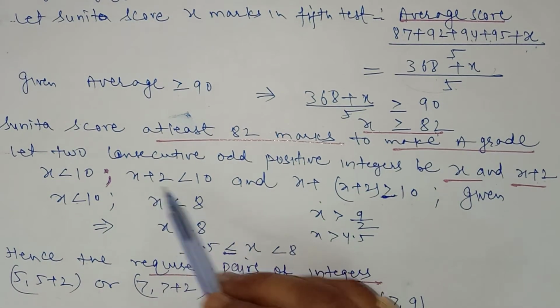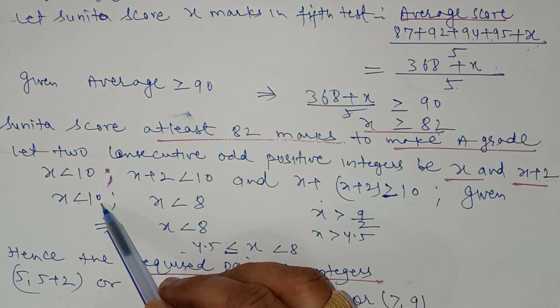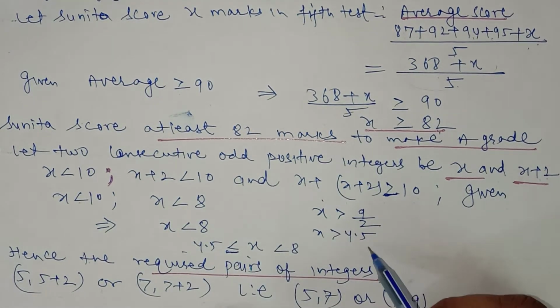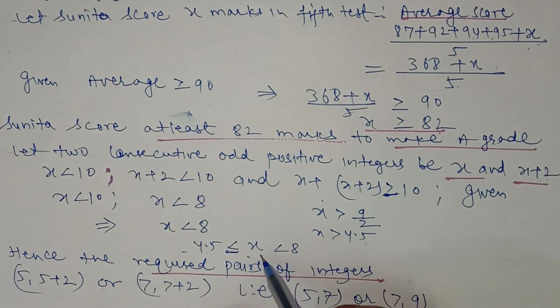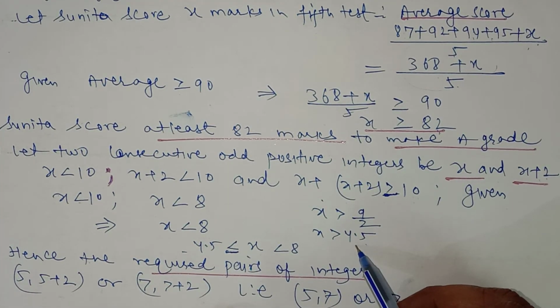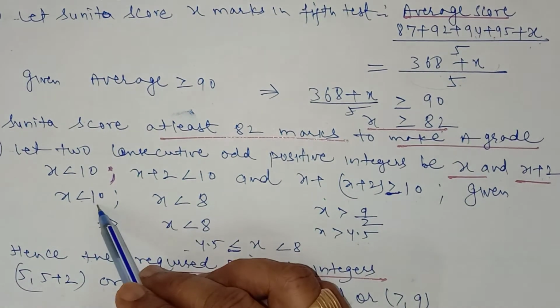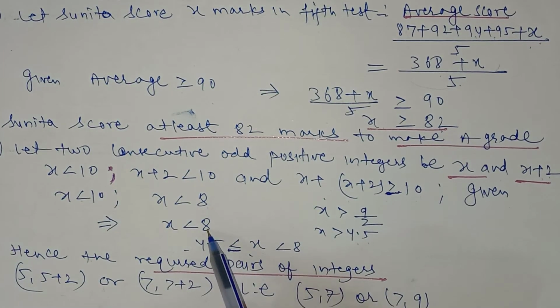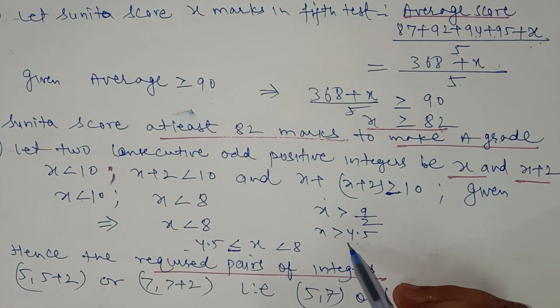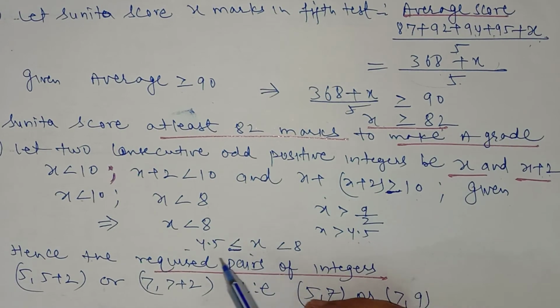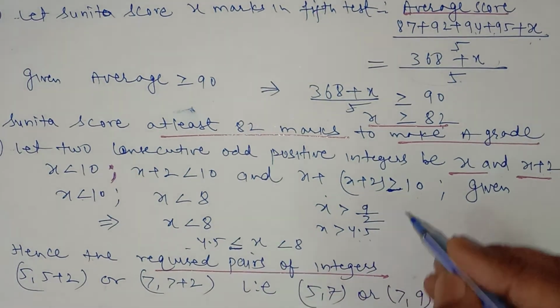So solve it. x will be less than 8, x less than 10, and x greater than 4.5. So x should be greater than 4.5 and less than 8. Less than 10 and less than 8 means less than 8. So the value of x should be greater than 4.5 and less than 8.